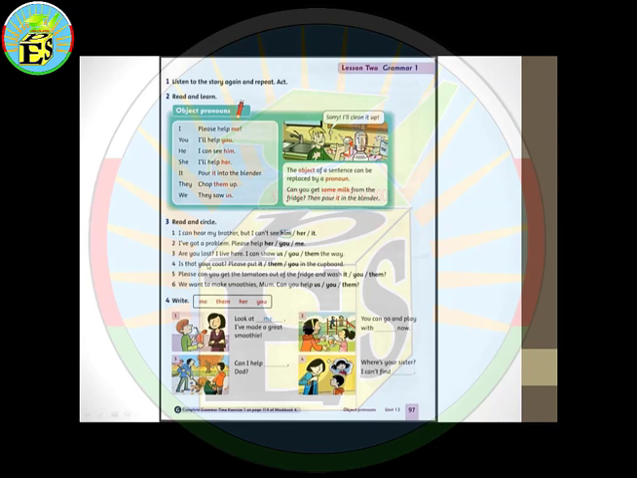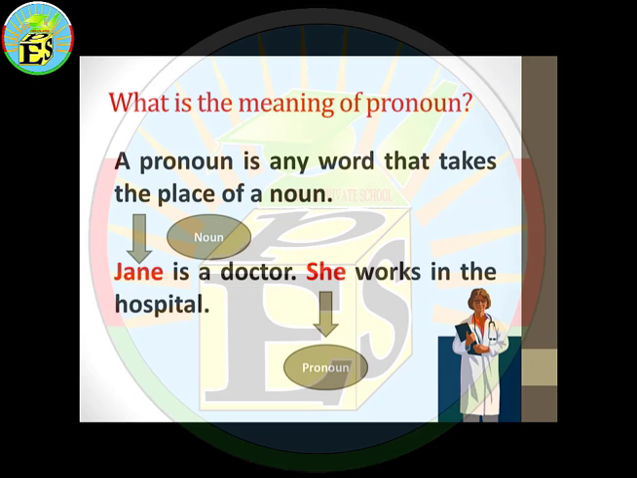So today we're going to learn about object pronouns. Before we start with anything that is related to this rule, we need to learn some of the basics. What is the meaning of a pronoun? Well, here we have a definition. A pronoun is any word that takes the place of a noun. The example is going to explain it in a much better way.